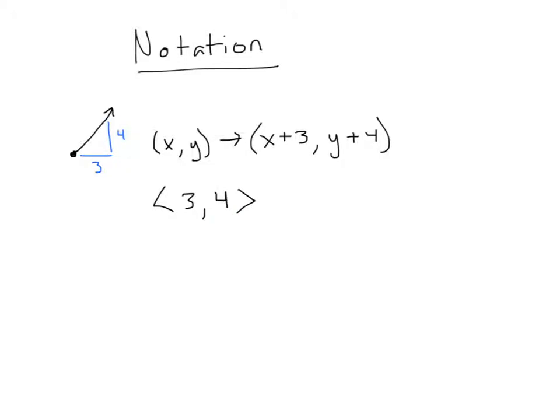And the important part of this, it's not written like a point. It doesn't have parentheses, it doesn't have brackets, it has these little pointy brackets. So you have to have that to show that it's a vector. And if you see those, it's always a vector.